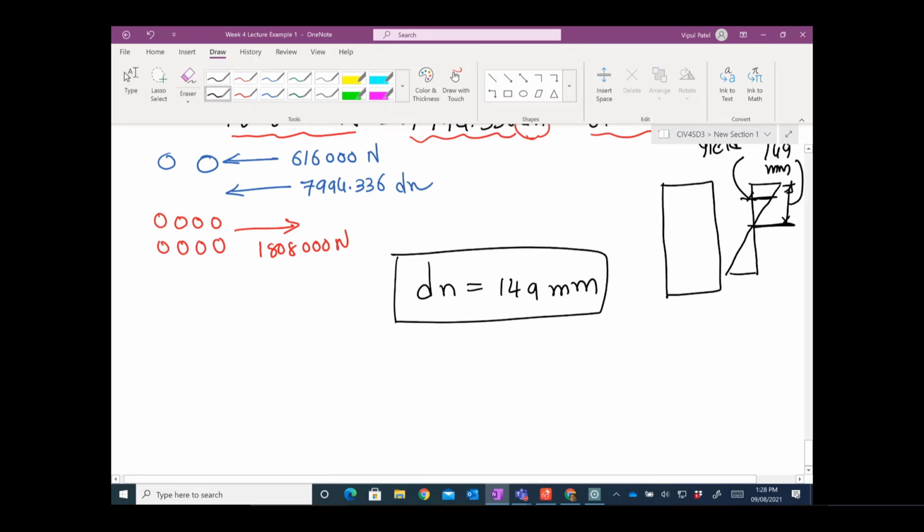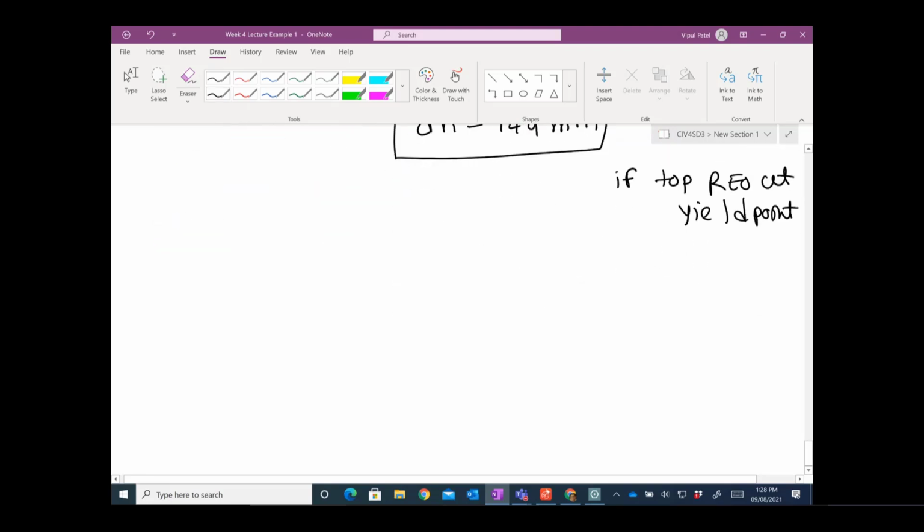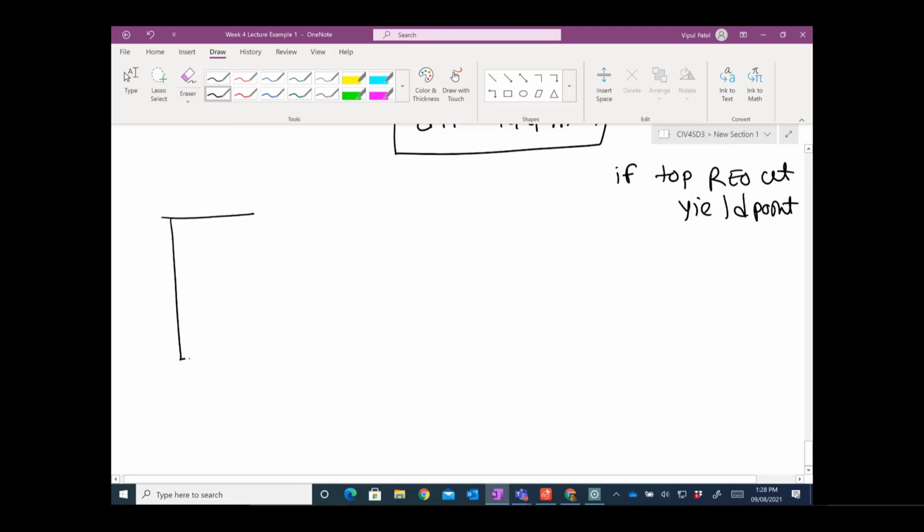Now let's check if that yielding is correct, then we accept this dN. We can accept it only if the top Rio is at yield point, right? If it's not, then this dN value is not correct. We need to do the iterative process in that case. Now let's check it out. Let's say we draw this. There are 1, 2, 3, 4, 5, 6, 7, 8. Okay, I'm not drawing the spacer bar. Now let's draw this strain diagram here.